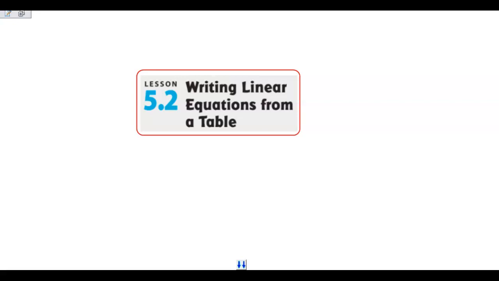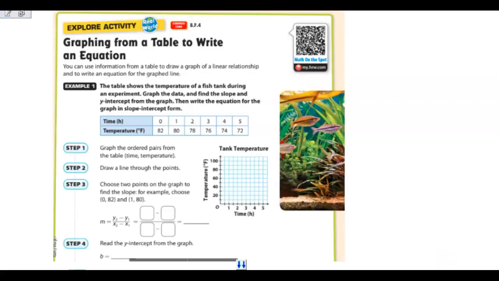Hello! Today we are writing linear equations from tables. We have already learned how to write them from a graph and from a situation. Now we're going to focus on a table. One way is to take that information from the table and place it in a graph and then use that information to write an equation.